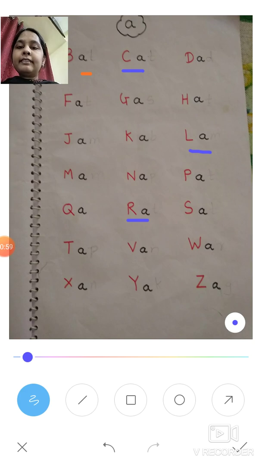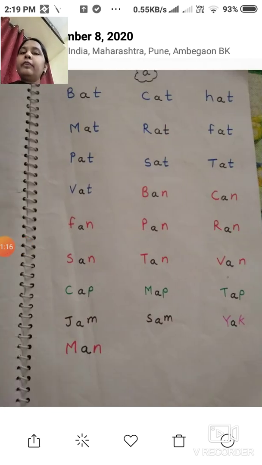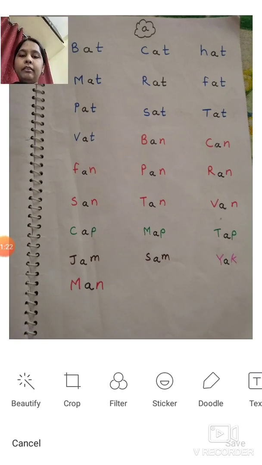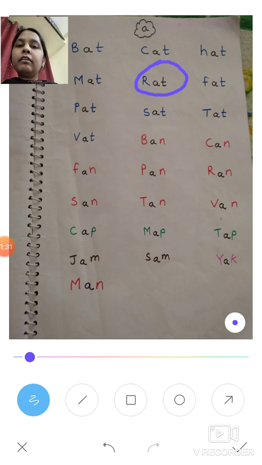Then what is this? T A, Ta. Okay, and afterwards, now try to read these spellings. Read this spelling. This one. Read this spelling. R A, Ra, T, Rat.